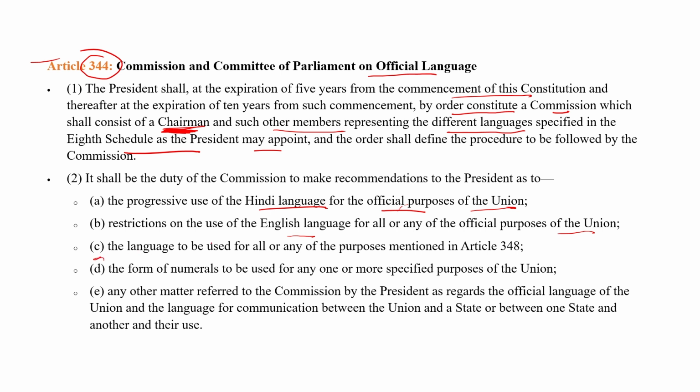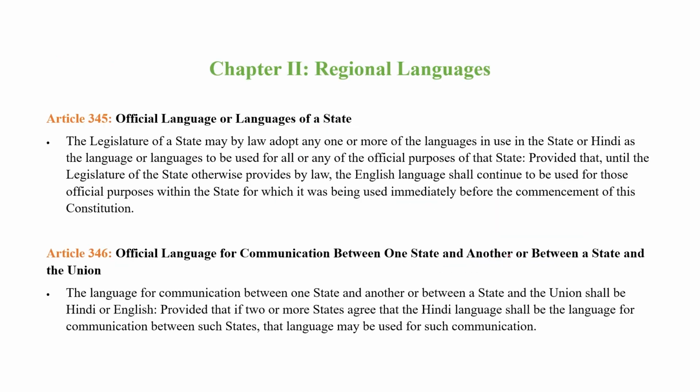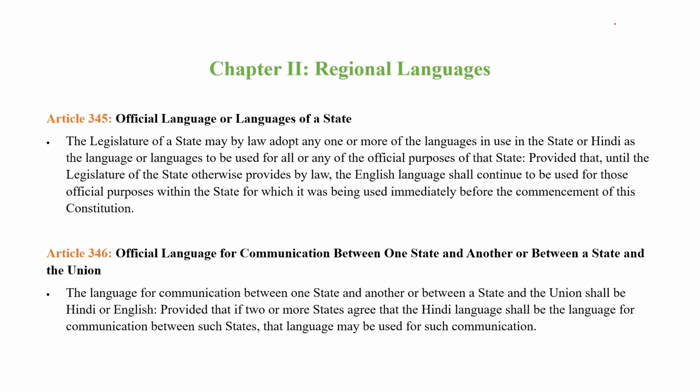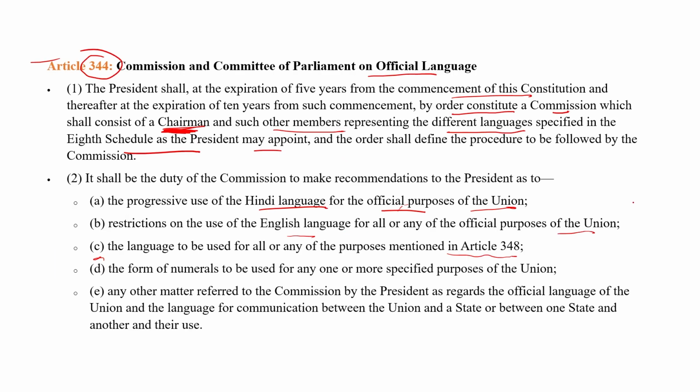The third purpose will be the language to be used for any of the purposes mentioned in Article 348. We will discuss Article 348, the language to be used in the Supreme Court and High Court. So the commission will work on what language will be used in the Supreme Court and High Court, as well as the form of numerals to be used for any one or more specific purposes of the Union. It will also work on any other matters referred to the commission by the President regarding the official language of the Union and the language for communication between the Union and a State, or between one State and another State, and their use.